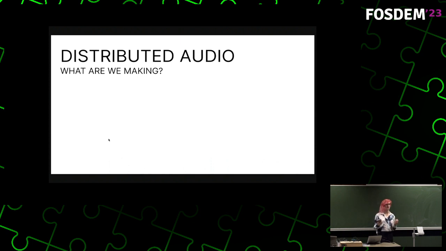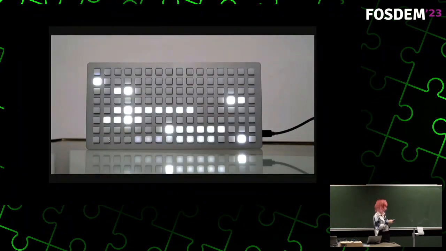So distributed audio, what the heck am I talking about? What am I going to be making? This nondescript looking box is called a mono. And one of the things it can be is a step sequencer. And so what that means is each of these buttons represents a note that can be played. And the columns are steps in time, and the rows are different notes, different frequencies.